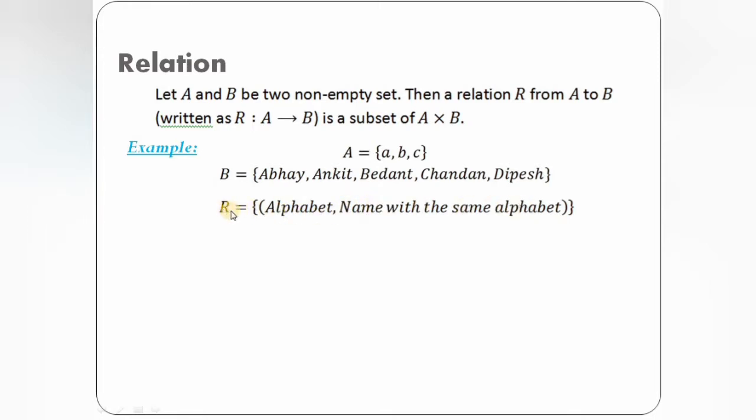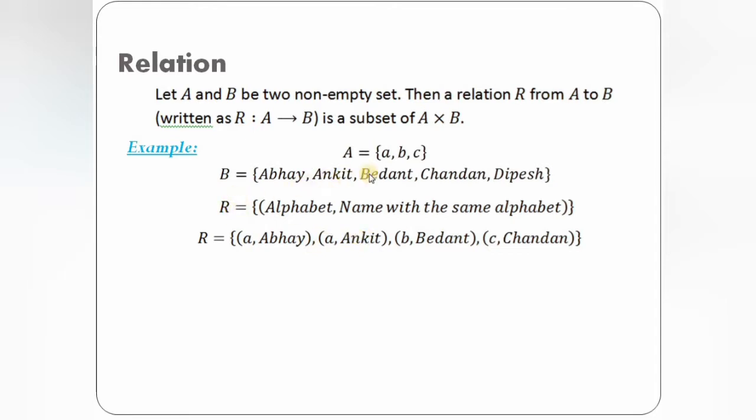Now here the relation is defined in this way. The first element should be an alphabet, and the second element has to be a name beginning with the same alphabet. What's the meaning of this? Let's try to understand. If I write this relation in tabular or roster form, that means I list all the elements, then if I start with alphabet A, let's see what names begin with A. The names which begin with A are Abhay and Ankit. So A, Abhay and A, Ankit will come within this relation.